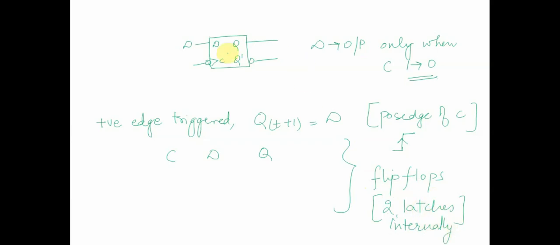What would happen whenever C was 0? Whatever value D had, the output had no change. The change in D was not seen at the output. Whenever C became 1, if D was 0, output became 0. When C became 1, if D was 1, output became 1. So this is the characteristic table of a positive-edge D flip-flop. And Q(t+1) equal to D, saying the next state of the flip-flop is equal to D, is called the characteristic equation.